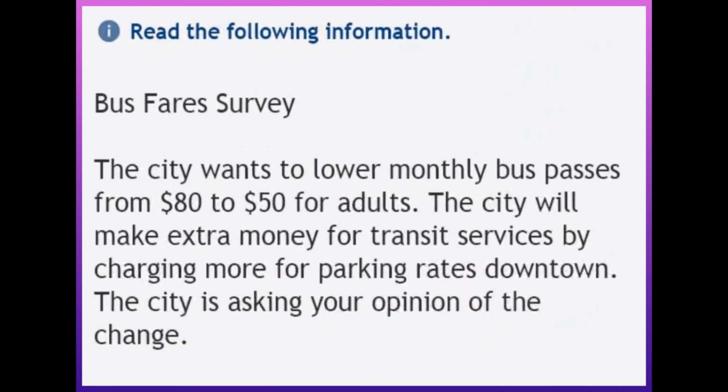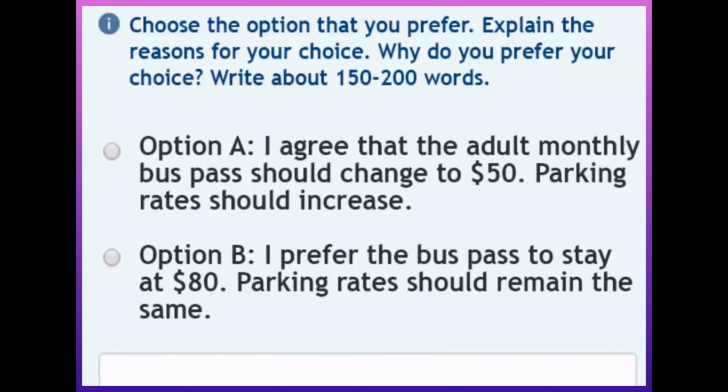Let's look at an example from task 2 now. The city wants to lower monthly bus passes from $80 to $50 for adults. The city will make extra money for transit services by charging more for parking rates downtown. The city is asking your opinion of the change. Choose the option that you prefer. Explain the reasons for your choice. Why do you prefer your choice? Write about 150 to 200 words.